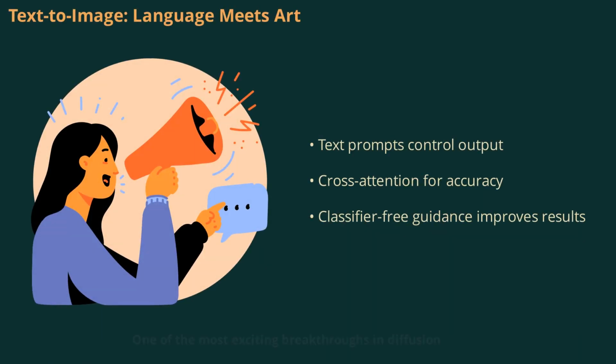One of the most exciting breakthroughs in diffusion models is their ability to generate images from text. By encoding your prompt with a language model and injecting it into the diffusion process, the AI can create visuals that match your words. Cross-attention layers allow the model to focus on different parts of your prompt at each generation stage, ensuring accurate and creative results.